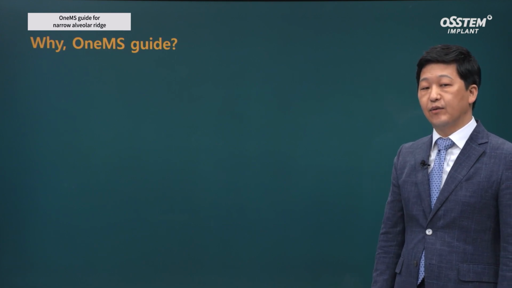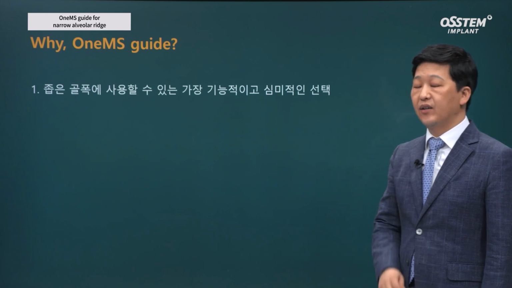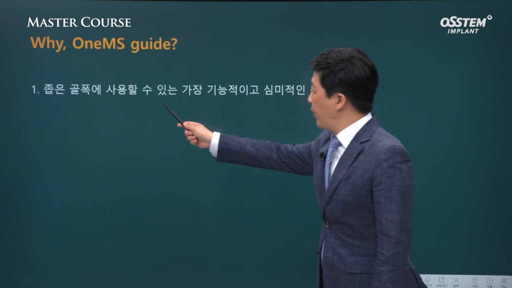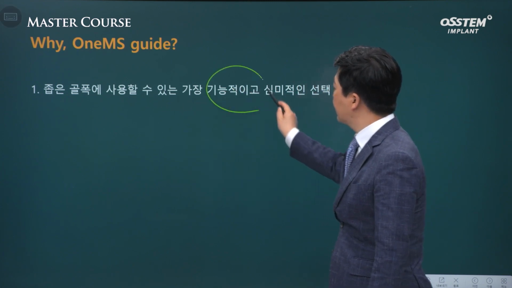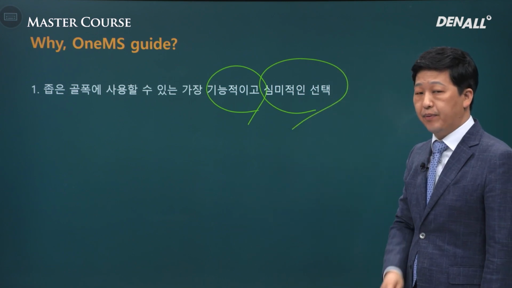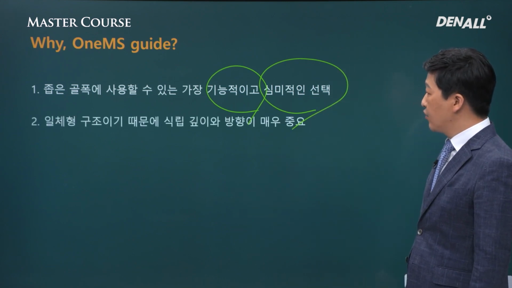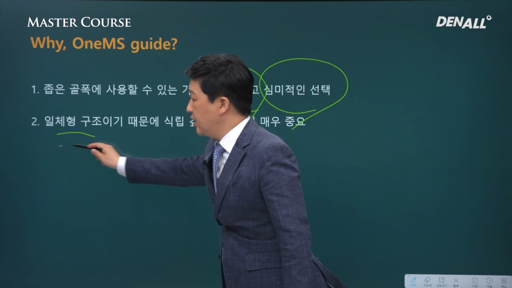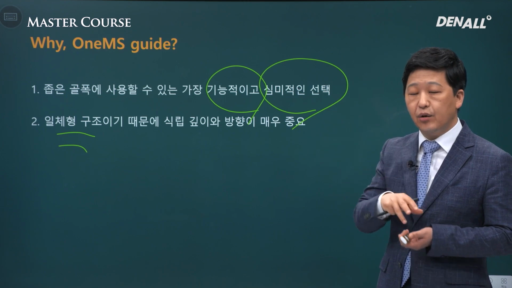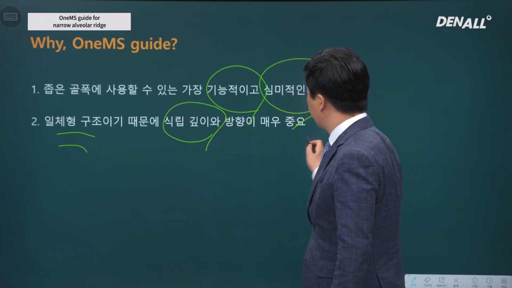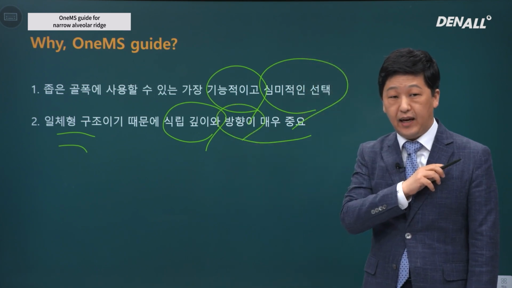Why should I use OneMS guide to place MS implant? When should I use it? Let me summarize about this point. MS implant is most functional and aesthetic choice when you face a narrow ridge. Second, MS implant is a one-piece implant. Implant and abutment are one piece. Therefore, implant placement depth and direction is most important.